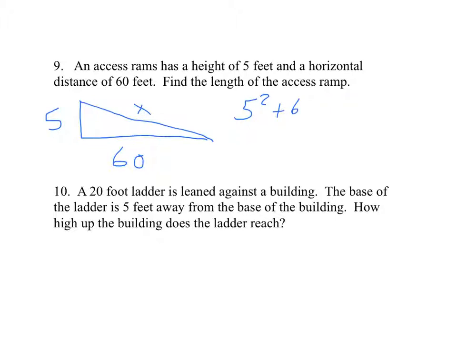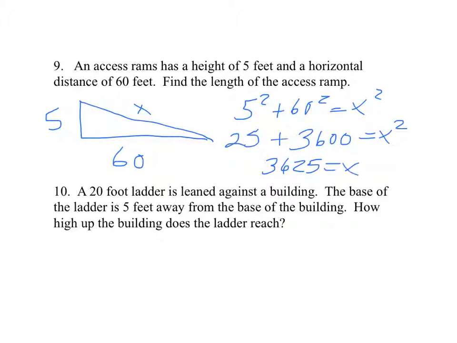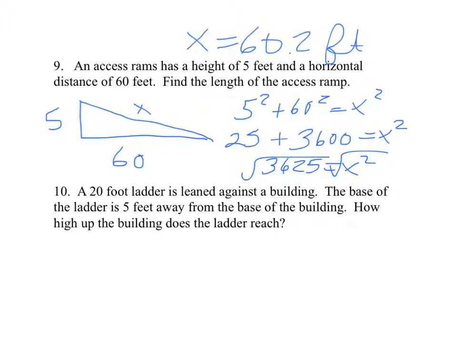So 5 squared plus 60 squared equals x squared. 25 plus 3,600 equals x squared. 3,625 equals x squared. Square root, square root. When I square root 3,625, I get, where can I write it? There we go. X equaling 60.2, and again I need my label, so that's going to be feet.